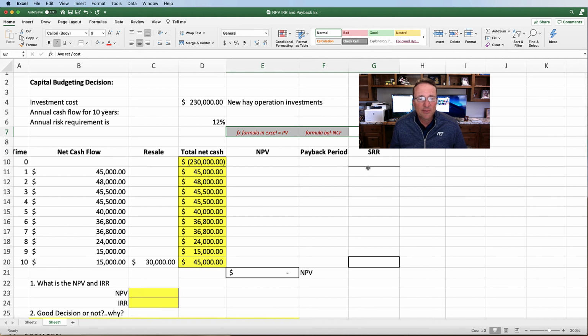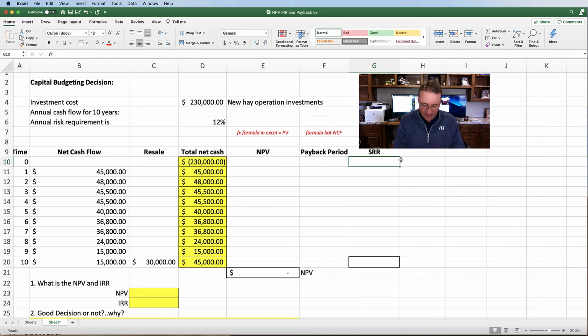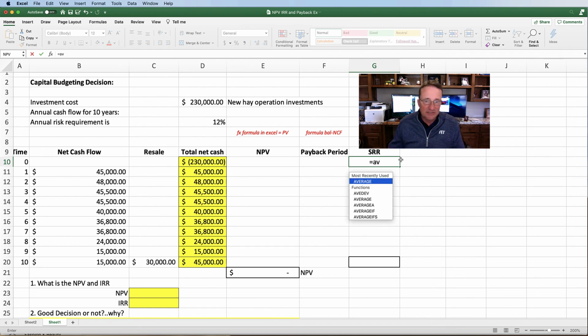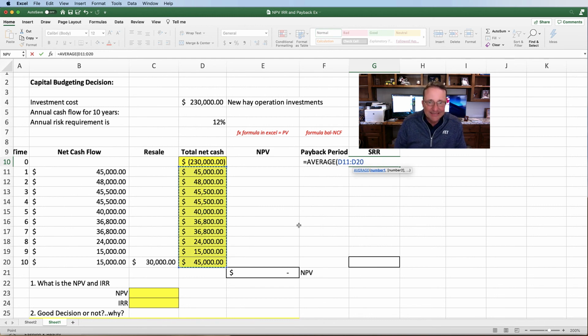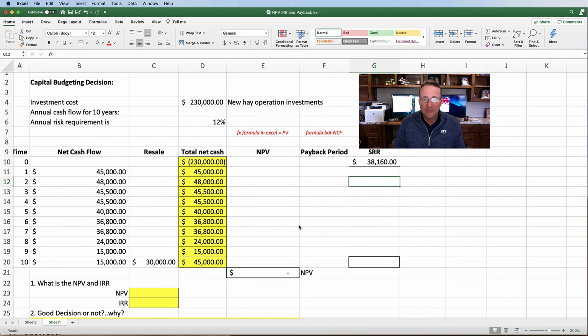Little formulas are up here telling me what to do. Let's go and find that out. So the simple rate of return is going to be basically just an average. So I say equals average. So over the 10-year period, that's the average I'm going to get. So there's my average. What did I have to spend in my investment?